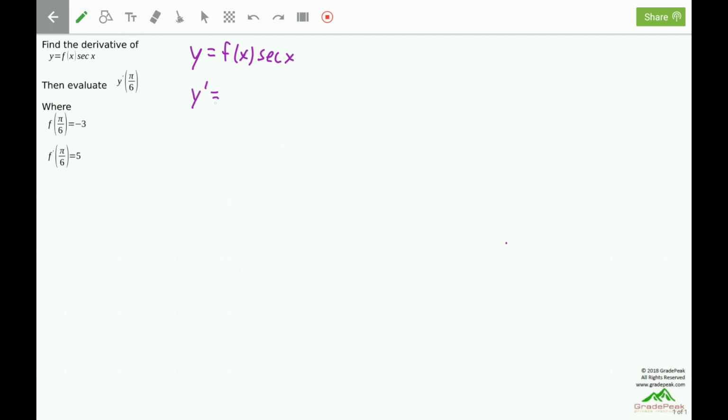So y prime, or dy dx, will equal product rule. Derivative of the first, we will call that f prime of x, times the second left alone, secant of x, plus the first left alone, f of x, times the derivative of the second. The derivative of secant of x is secant of x times tangent of x. So there's our derivative, y prime or dy dx.